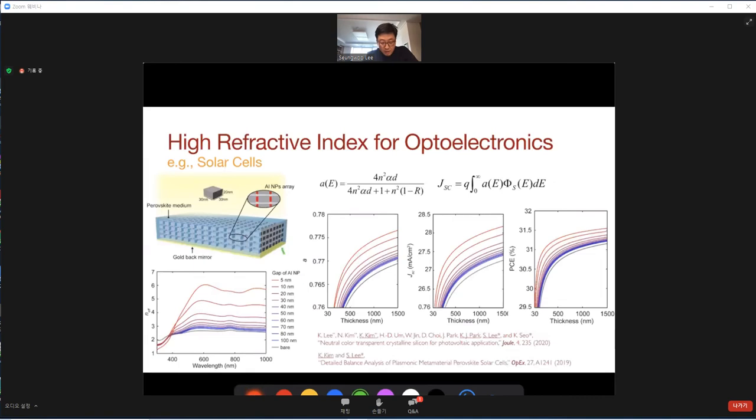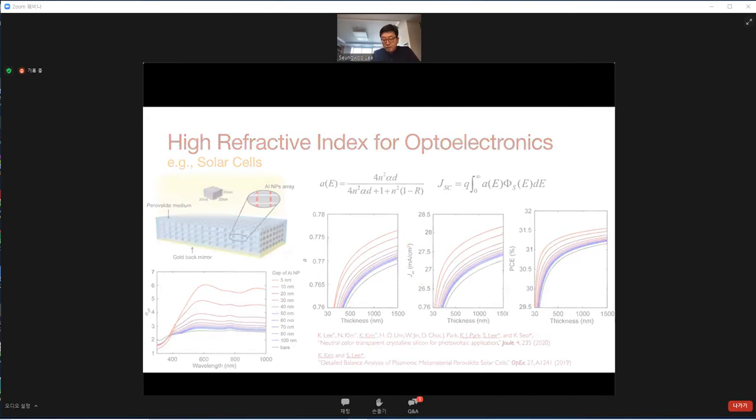Also, this is quite useful for optoelectronics, such as solar cells. Let's say we have perovskite, and we can put such a high refractive index metamaterial into it. What you can see here is that the refractive index of perovskite actually increased. As a result, the absorption can be increased, the accessible current can also be increased, and eventually we can enhance the power conversion efficiency as well. Okay, so it's quite good.